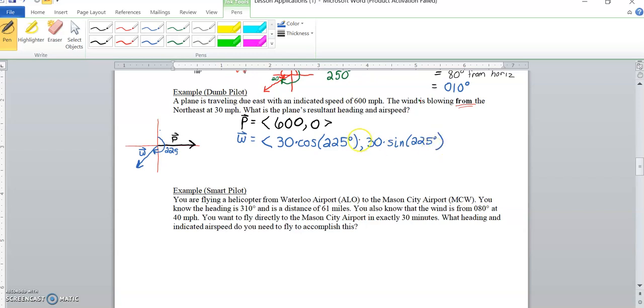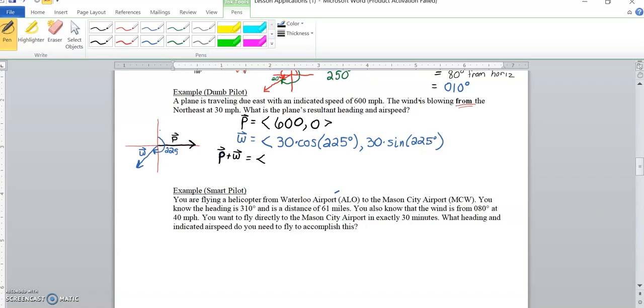Okay. So we have P and we have W. The resulting vector is just going to be just like we've been doing, vector A plus vector B. Our resulting vector of the airplane is, sorry, I'm going to draw this in black, P plus W. So we just say 600 plus whatever this number is, and 0 plus whatever that number comes out to be.